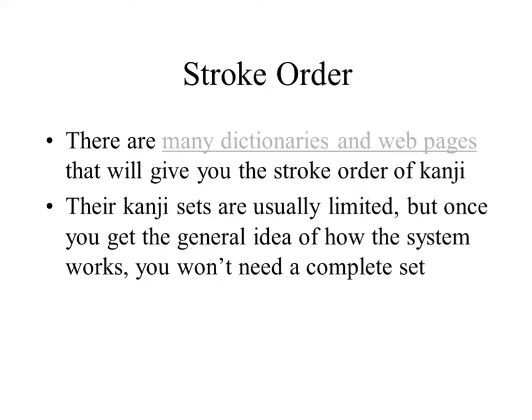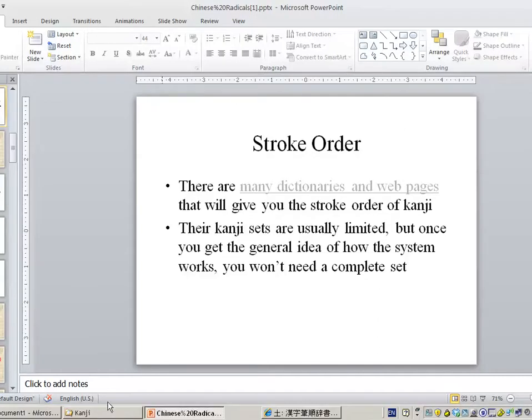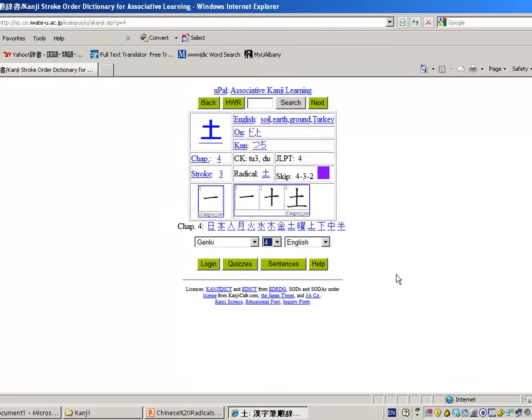There are a whole lot of dictionaries and web pages that'll give you the stroke order of a kanji. They're usually limited to the sorts of kanji that, say, 6th graders, elementary school students know, or middle school students know. But sometimes they can help you on your way, make this intuitive for you. I'm going to end this show and open up a page which I already had open as an example. This is a page that gives you the stroke order of the kanji, and also conveniently tells you which chapter of which textbook that kanji comes from.